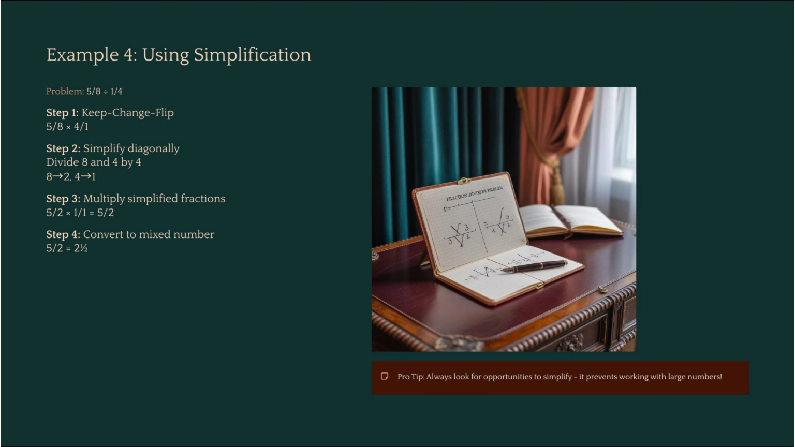Let's use the simplification tip in example 4. 5/8 divided by 1/4. After KCF, we get 5/8 multiplied with 4/1. Look diagonally. The 8 and the 4 share a factor of 4. We divide 8 by 4 to get 2, and 4 by 4 to get 1. Now we multiply the simplified parts. 5/2. Finally, we convert this improper fraction to a mixed number, 2 1/2. Simplifying early ensures you don't have to simplify a big fraction at the end.